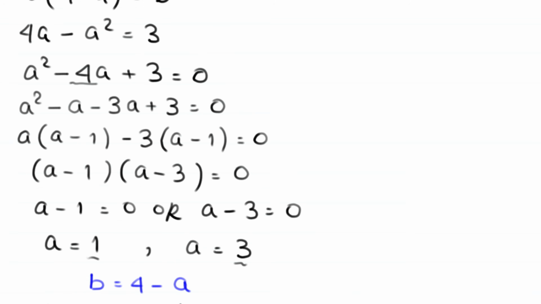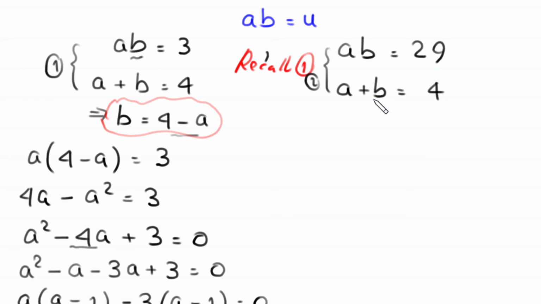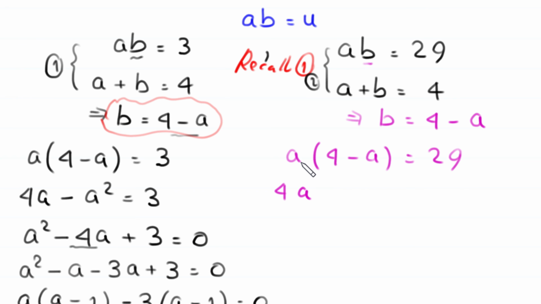In the second case, we have this system. From this equation, if we move this a to the right hand side, this implies that b is equal to 4 minus a. So replace this b with this 4 minus a. This will become a times 4 minus a equal to 29. A times 4, 4a, and a times negative a, negative a squared equal to 29. Move these two terms to the right hand side. This will become a squared minus 4 times a plus 29 equal to 0.